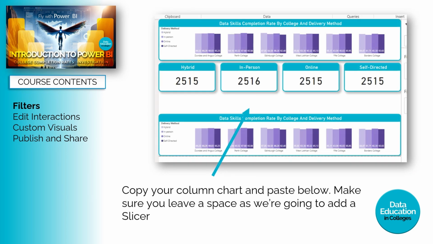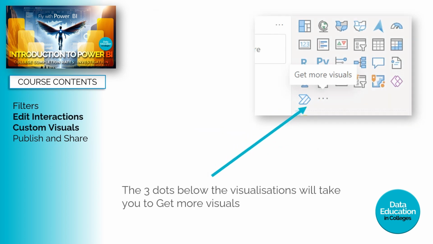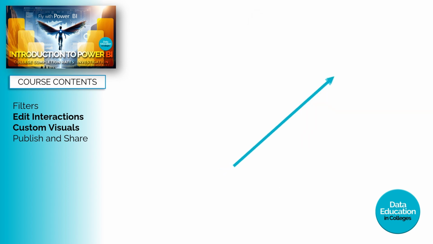Copy the column chart and paste below, but make sure you leave a space like that because we're going to add something in there in a wee minute. Now you go to the 3 dots below the visualizations and it will take you to get more visuals. This is fantastic. There's hundreds of more visuals you can add in. We're just going to play with one.